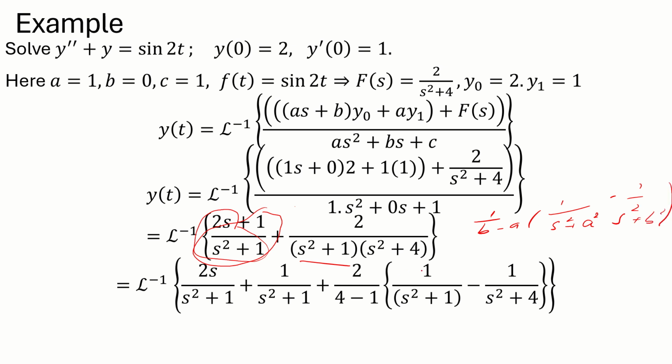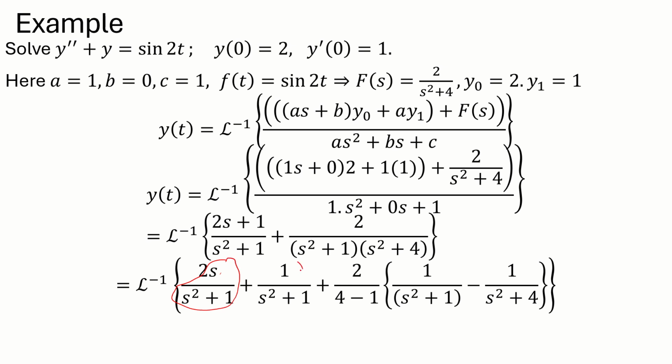Using this condition here, the 2 comes in its place, this is a, this is b. So 2 divided by, basically, 1 divided by b minus a, so 4 minus 1, into 1 by s square plus 1 minus 1 by s square plus 4. Now applying Laplace inverse, this is 2 times cos t, this is simply sine t, this is again sine t, and this is minus 1 by 2 sine 2t.